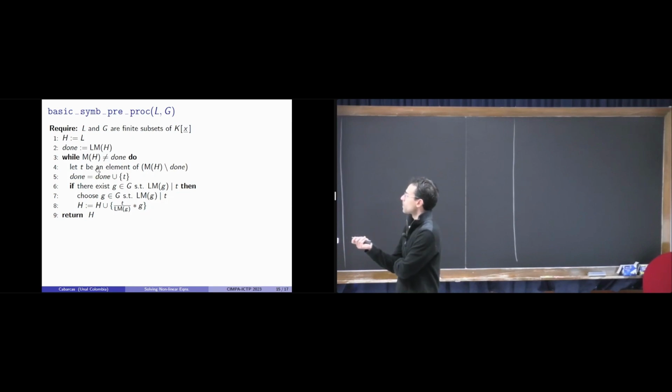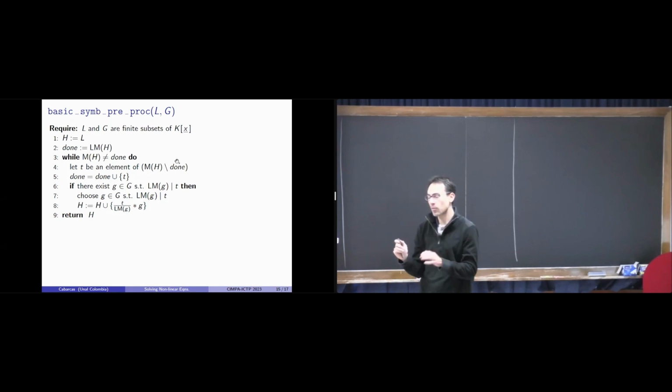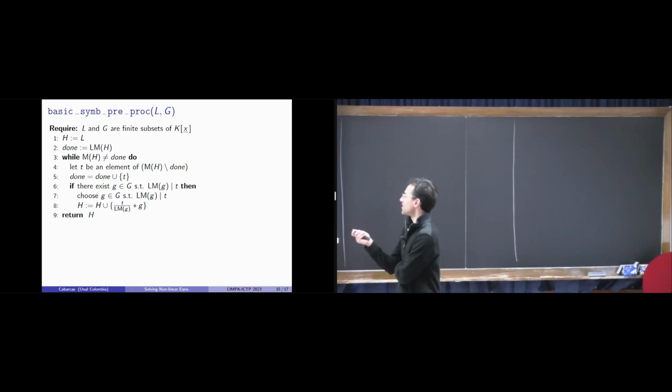So now, while not all the monomials in H are in done, we pick an element that is a monomial in H, but it's not done yet. We haven't dealt with it yet. Let's call it T. We remove T from the not-done set and we add T to done. So we say this one is done now.